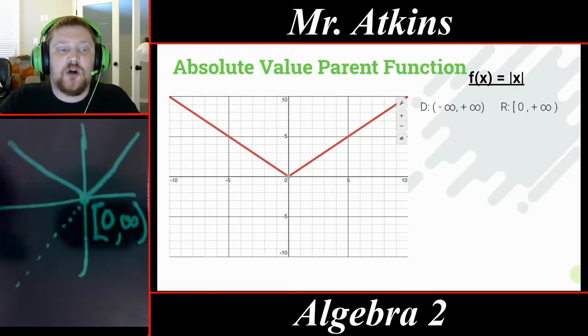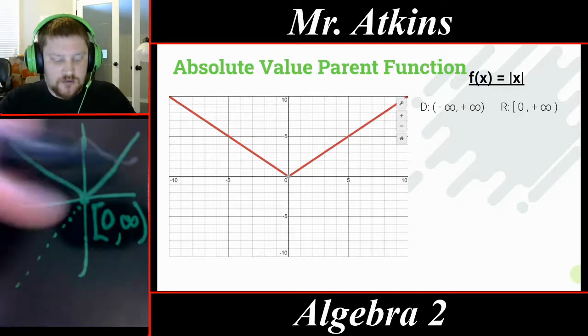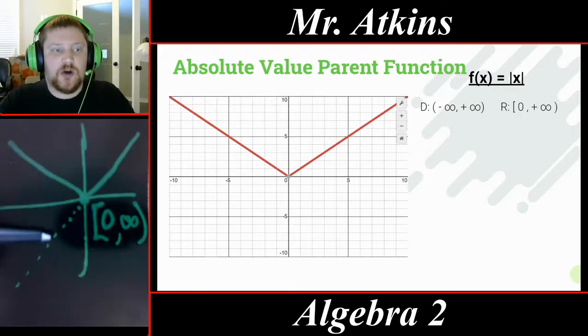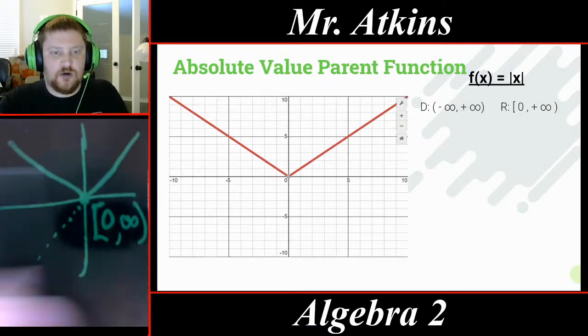That's not true for all absolute value functions. This can shift up, down, left, right, so our range can change, but our domain for absolute values is always going to be all real numbers.